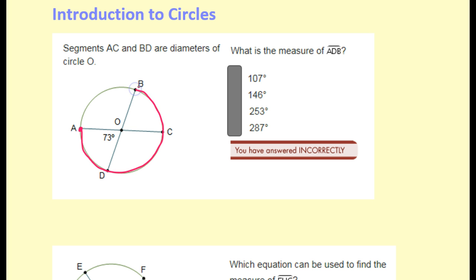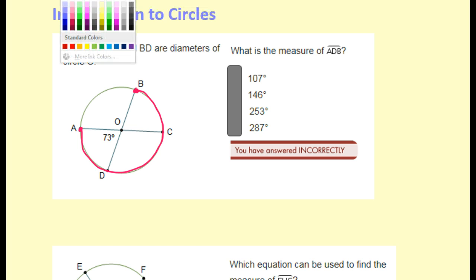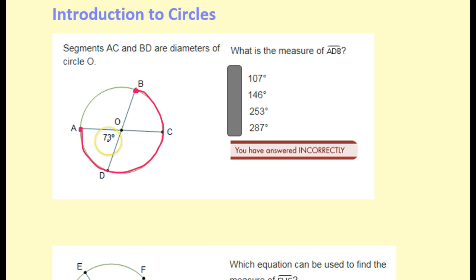So the first thing is to understand what part of the circle they're talking about. So notice that arc ADB is the long way. Okay, now I like to work this out like a little puzzle. So we have the 73 degrees right here. So these are vertical angles. So vertical angles will have the same measure. All right, so these will be equal to each other. So they are both 73.